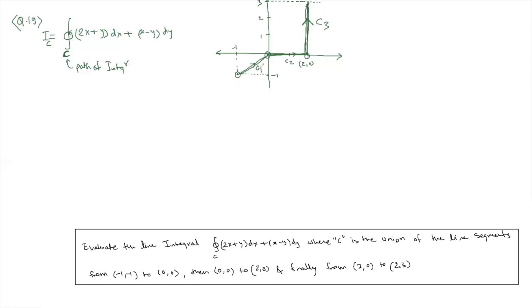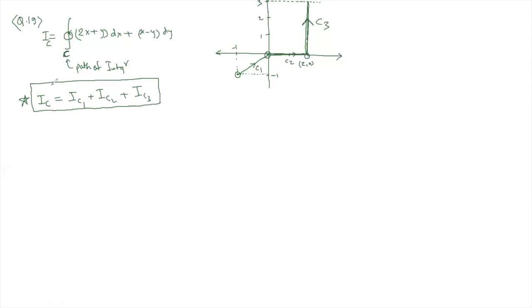The entire path is broken into 3 parts. So just remember the point that you can always do this: when you want to find the integral over the path C, it can be the integral over path C1 plus the integral over path C2 plus the integral over path C3. It is the sum of these 3 things. We will do it piecewise.